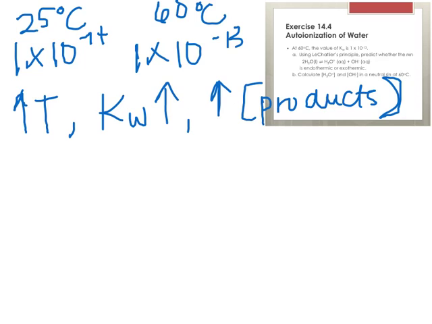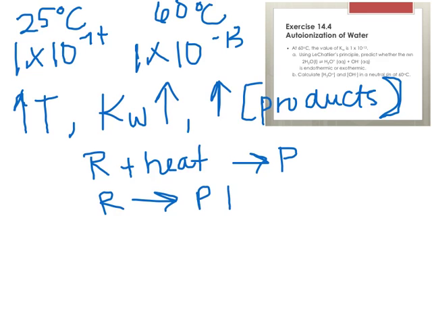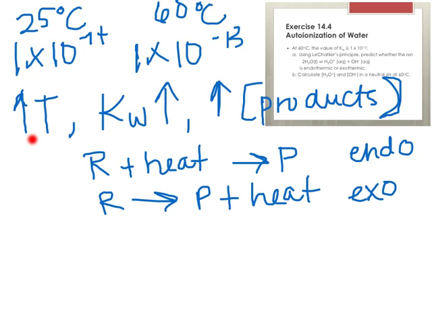I have two options for my reaction. Either I can have heat on the reactant side to yield products, or I can have heat on the product side. In the first case, this one is endo and exo. So we're going to look at it and see which one happened. All right. Since we increase temperature, I'm going to see what happens if I increase the temperature of each of these reactions.